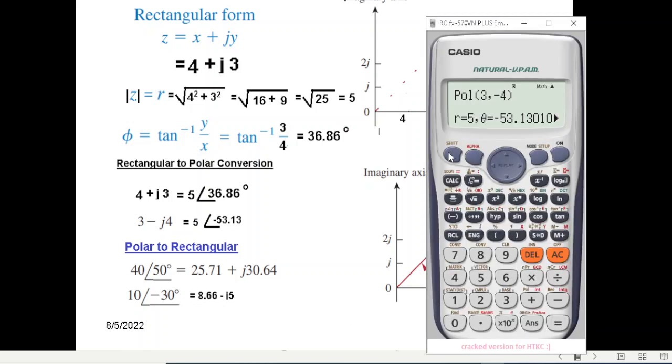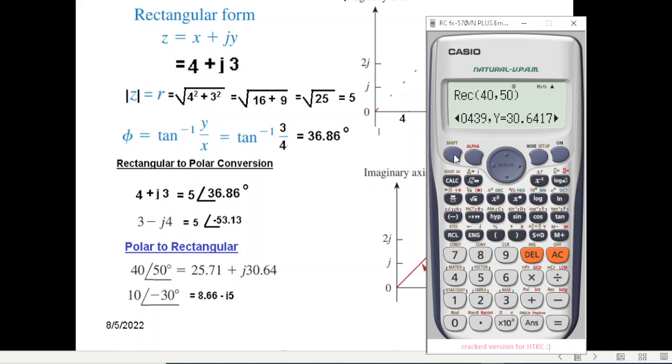Now here we are going to convert from polar to rectangular. So shift and rectangular, 40 angle 50, so 40, shift comma, 50, bracket close. So the value will be 25.71, that is x, and then y will be 30.64, so we'll write 25.71 plus j30.64.